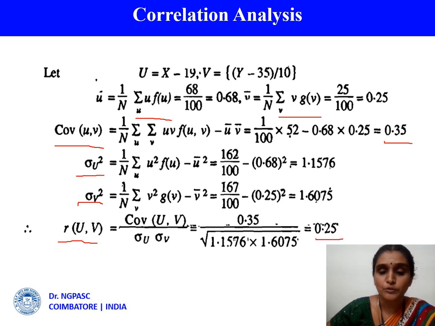This 0.25 is a value between 0 and 0.5. So the given set of values x and y have a low degree positive correlation.